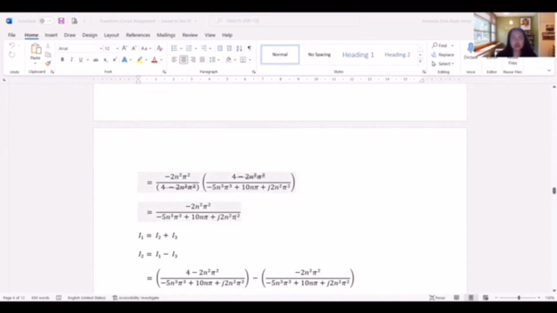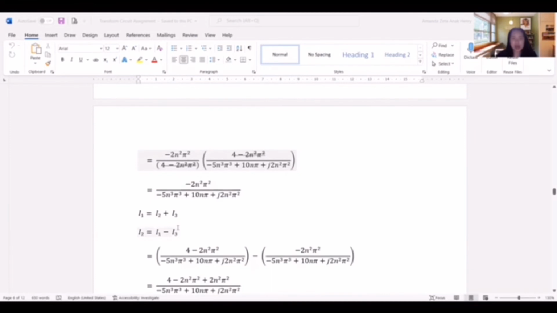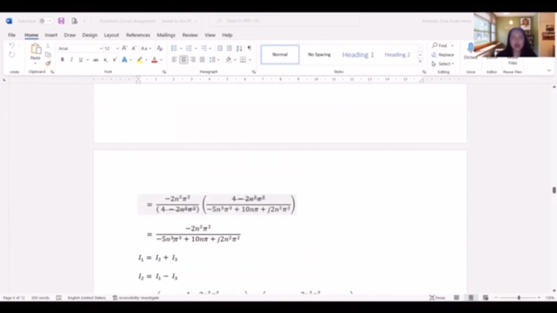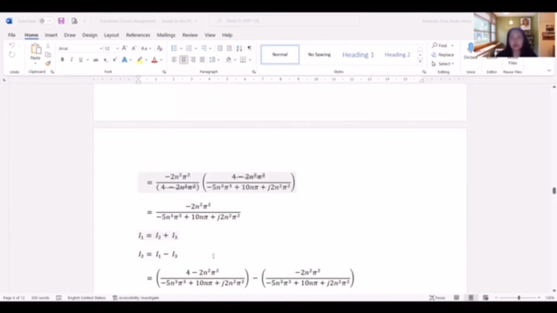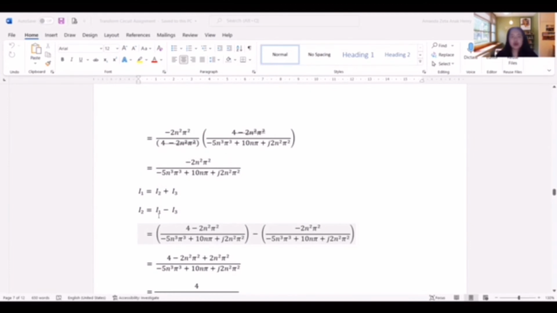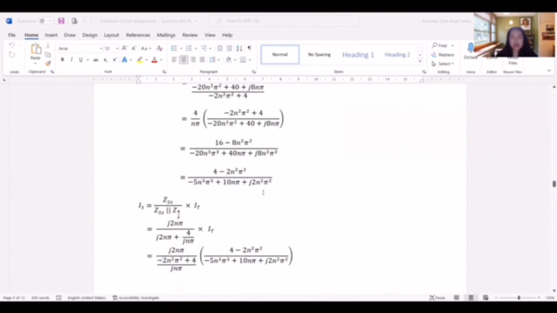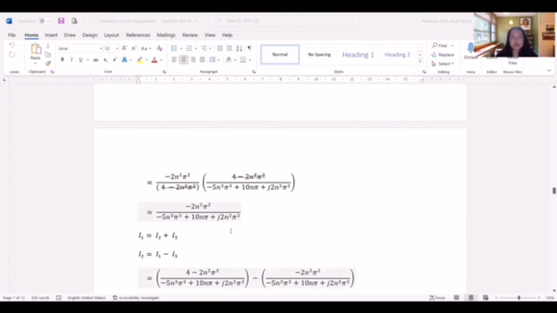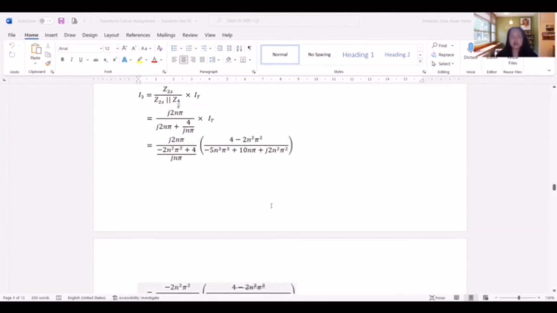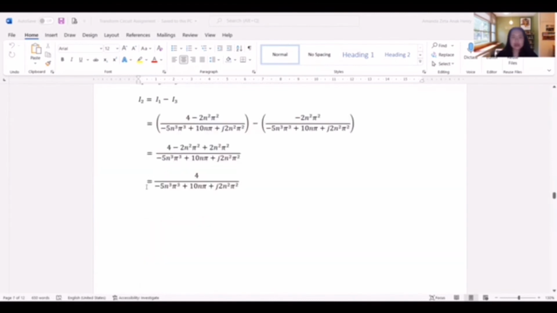So to find I2, we also use Ohm's law. I2 equals I1 minus I3, where we get I1 in the previous calculation, which is this one, and then I3 we also get from the previous calculation, which is this one. So the final answer will be this one.